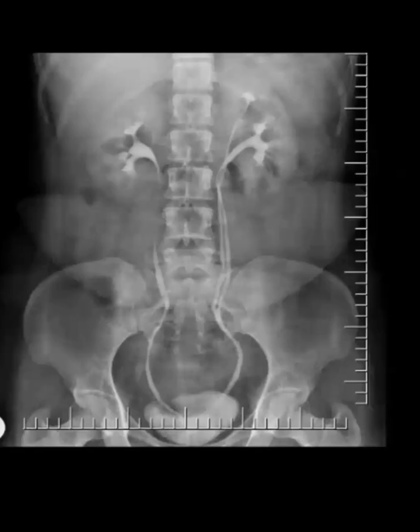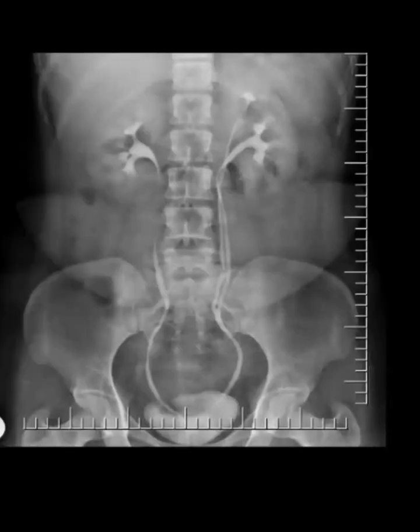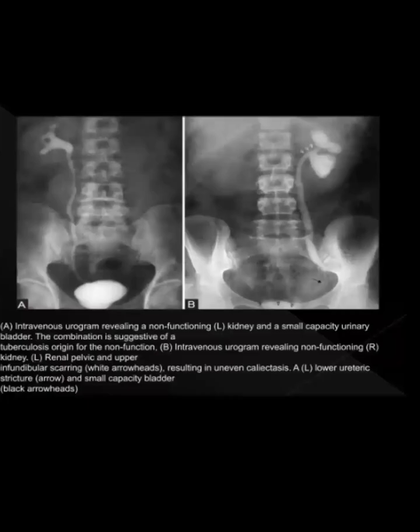Okay, again, what is the diagnosis here, brother? Here again, this is a duplex ureter. You can see the duplex ureter system. Thank you, Dr. Ali. So can anybody tell me what the problem is here?